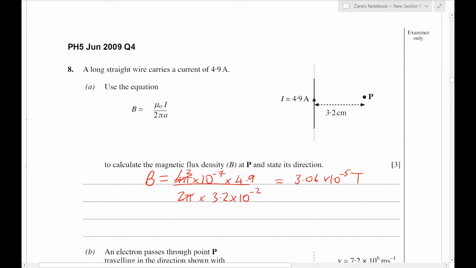Now we're asked to give the direction of the field as well. To do this, we're going to use the right hand grip rule. Point your thumb of your right hand in the direction of the current, so line your thumb up with the wire with your thumb pointing up the page. Your fingers curl as if you've made a fist, and at point P you should find that your fingers are curling into the page.